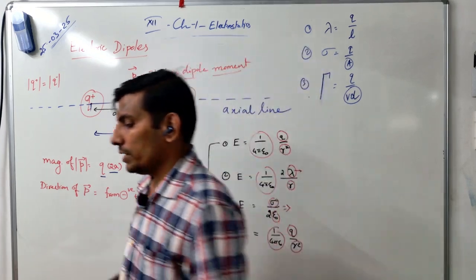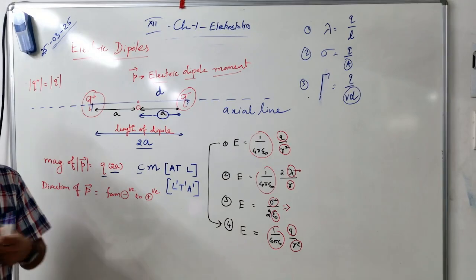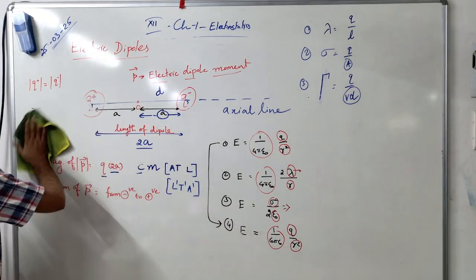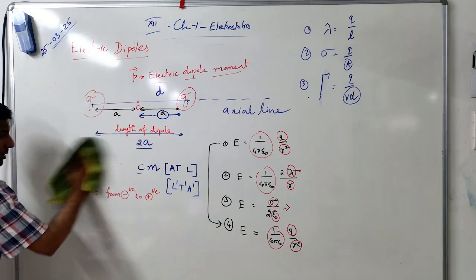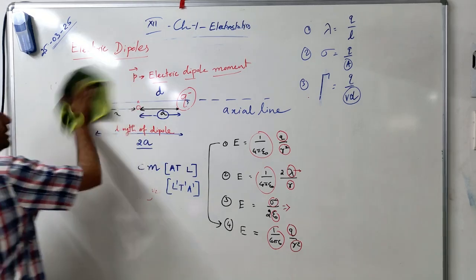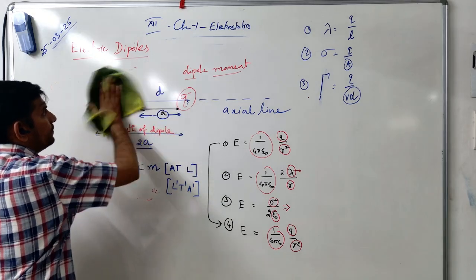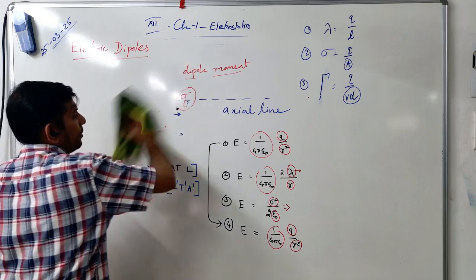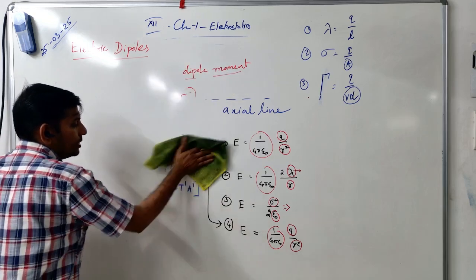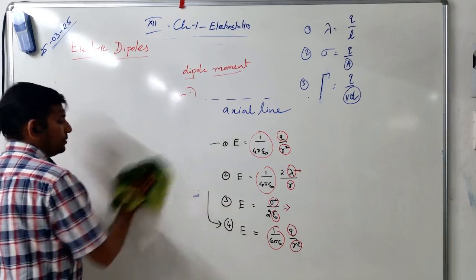So here we have a dipole system which is described to you. What's a dipole system? Two equal but opposite charges separated by a very small distance. How much is that distance? 2 into A. And this distance should be very, very small. For an ideal dipole, this distance is extremely small.